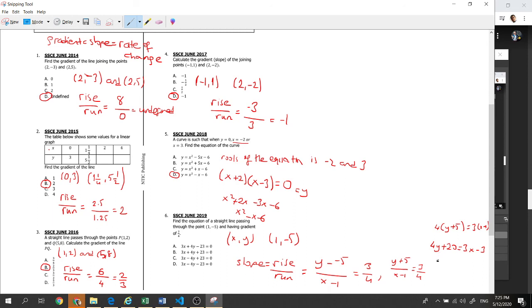Now, do we have the answer in the options? 4y minus 3x plus 23 is our answer. Is it in the options? It seems it's not in the options, but you can multiply this with negative 1. What will happen when you multiply with negative 1? 3x minus 4y minus 23 is equal to 0. That is the solution of this question. Please, if you have any question, let me know.